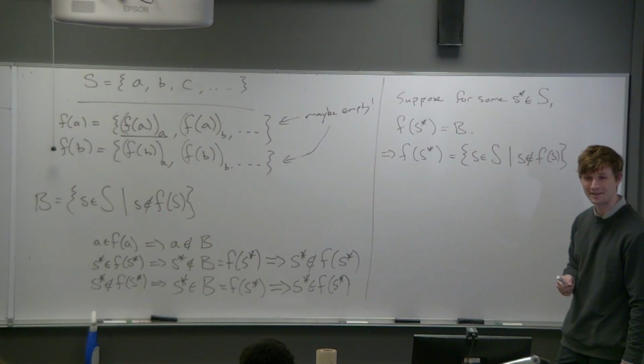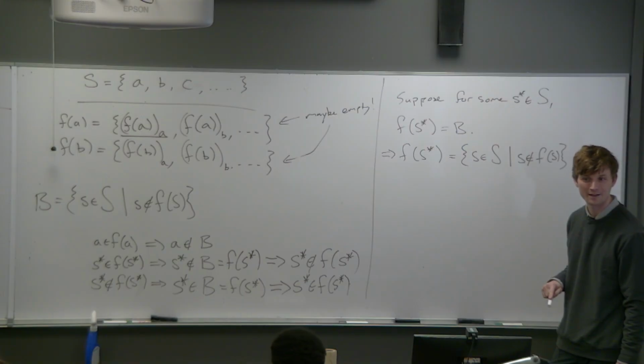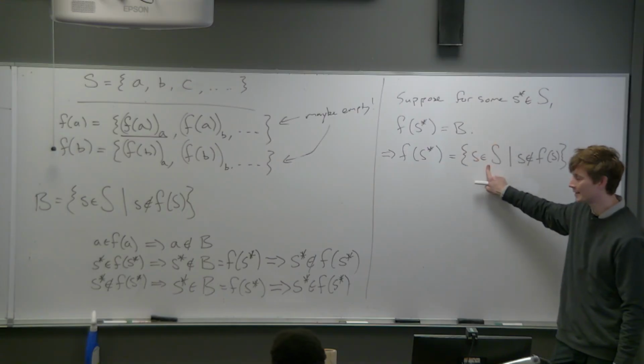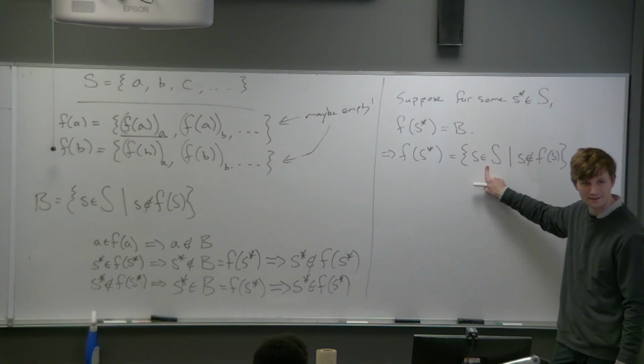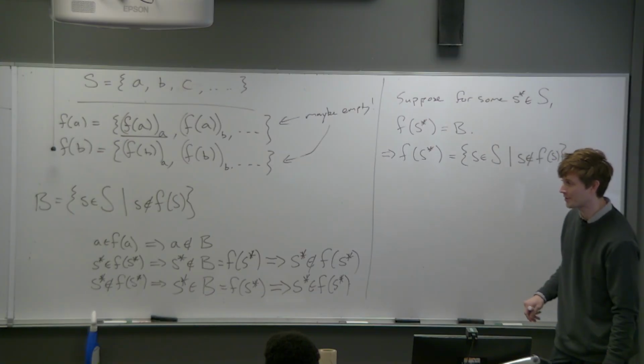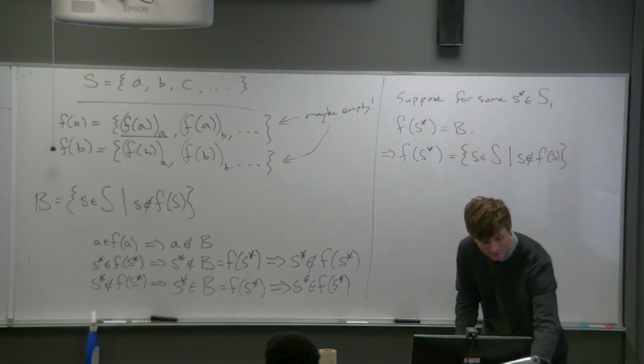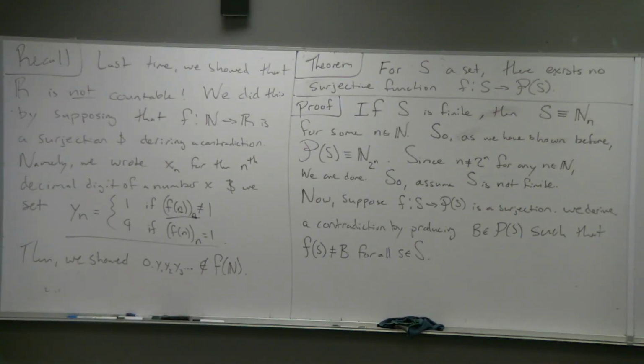Uh-oh. This means that for any function f, this set B is necessarily not in its image, meaning it's not a surjection. Yeah? So in reality, we don't even have to do this as a contradiction. I'm just doing it as a contradiction to try to mirror the proof of the previous one. So let's go back to it and finish this proof now.